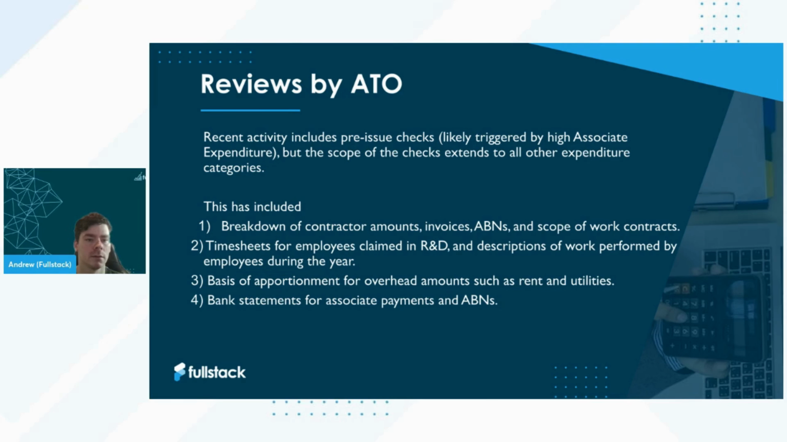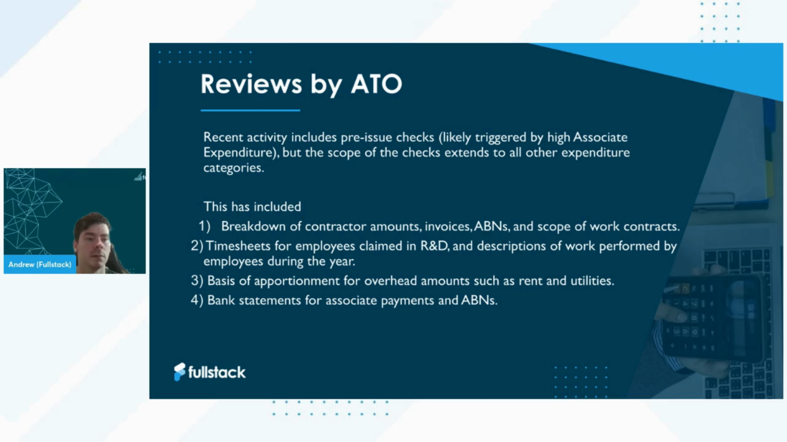And then in pre-issue checks, which again are often triggered by high associate expenditure, the ATO has also increased the scope of those pre-issue checks to include other expense categories. That's led to requests for things like contractor amounts, breakdown of contractor amounts, as I've just mentioned. They've requested timesheets for employees claimed in R&D activities, and again, a description of the work performed by each of those employees. That's why the narrative timesheet is really important.